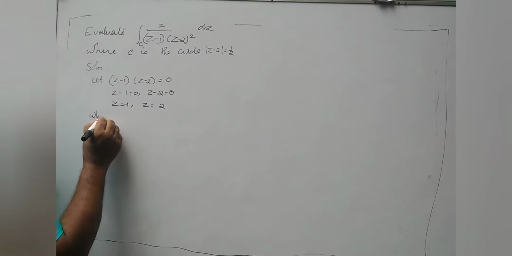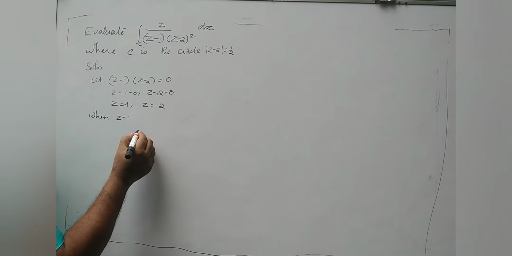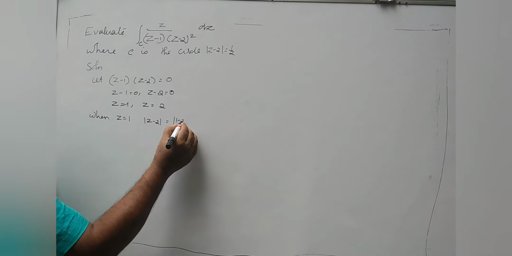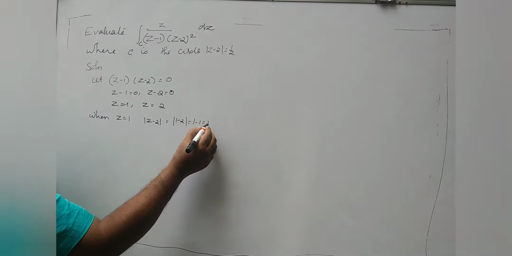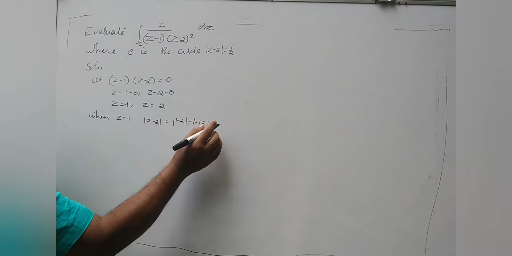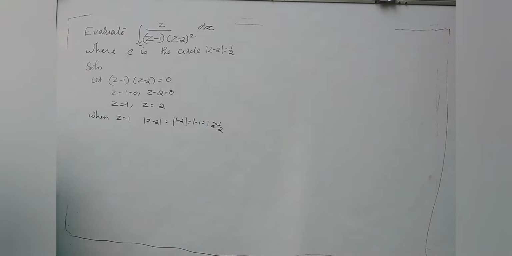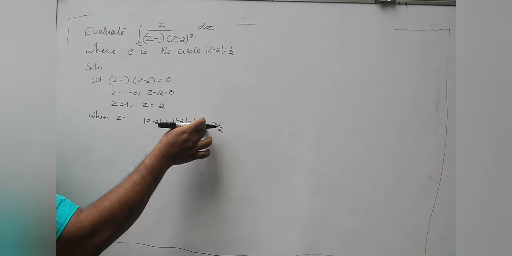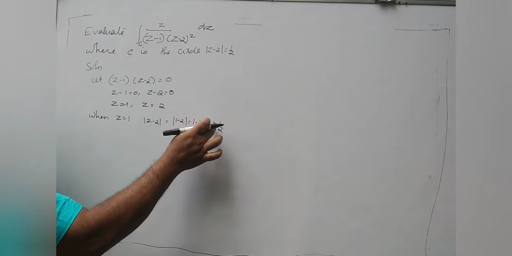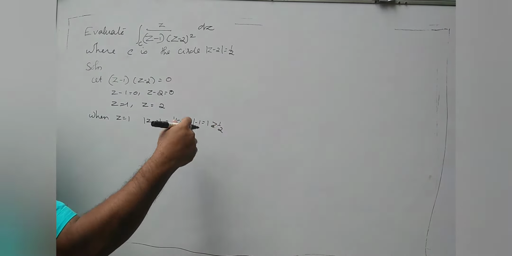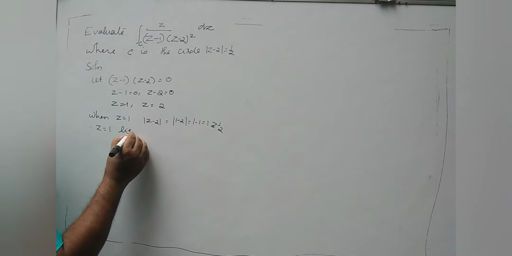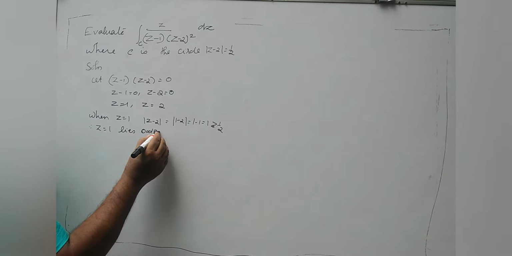When z is equal to 1, mod of z minus 2 is equal to mod of 1 minus 2, is equal to mod of minus 1, is equal to 1. That is greater than 1 by 2. Our given value is equal to 1 by 2. Our calculated value is equal to 1. So the calculated value is greater than the given value. That means it lies outside. Therefore, z is equal to 1 lies outside.